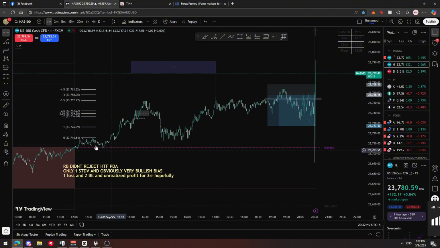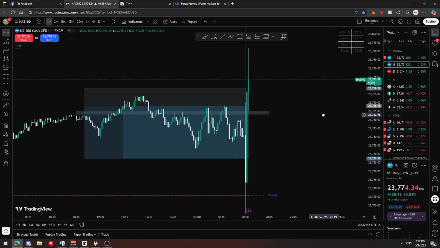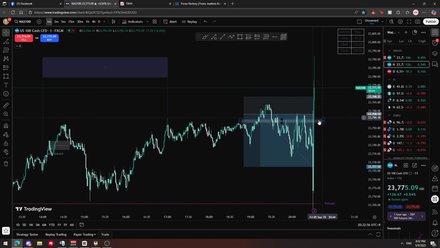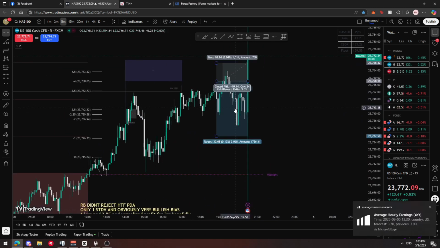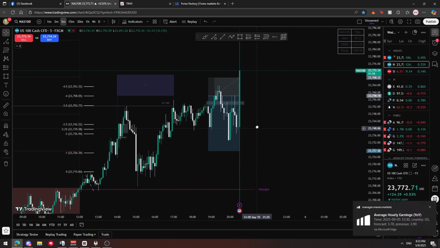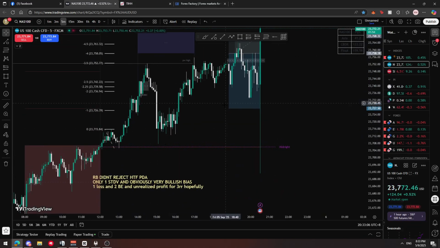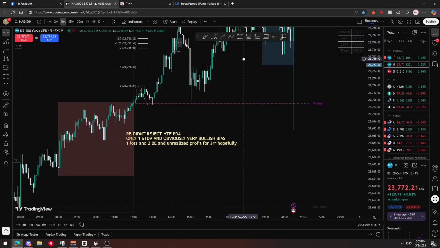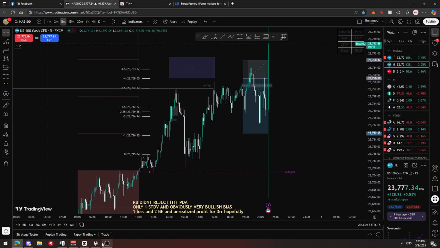Tap midnight open, took all this liquidity, and then just ripped. So yeah, that was a good thing to see, you know. At least the shorts played out, which was, I think, pretty obvious. We had a lot of accumulation right here that hasn't been taken out. It even took this. Yeah, nice.